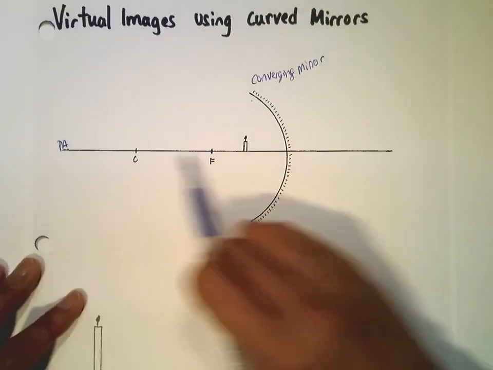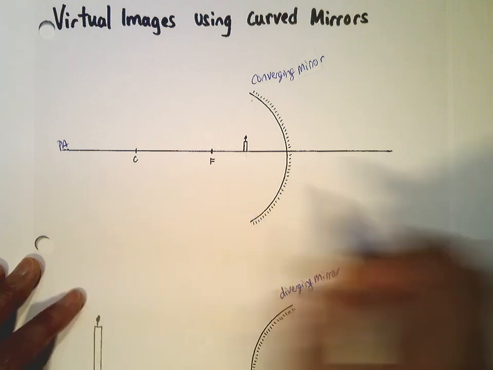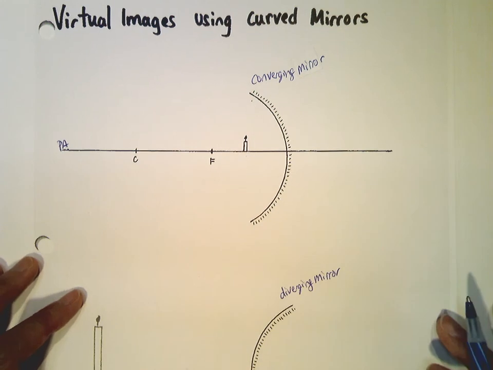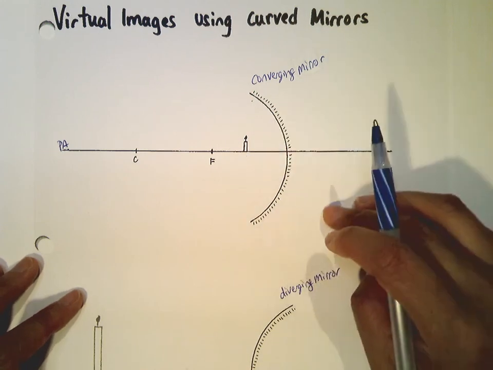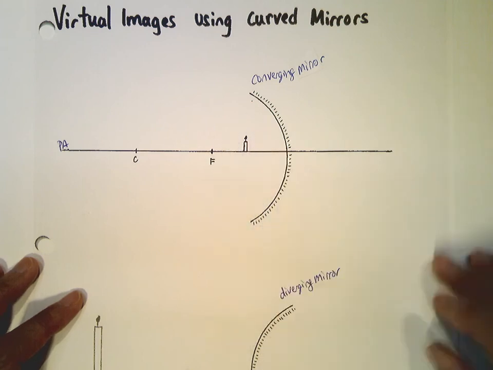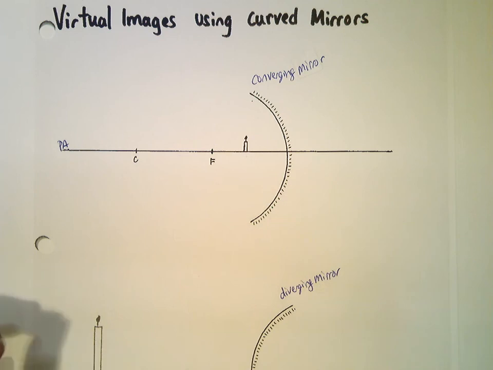Also, here we have the line, which we labeled the principal axis, and then you'll notice that I've placed a candle. Now, this candle for the converging mirror must be placed between the focus and the actual mirror itself. If you place it somewhere else, you're not going to get a virtual image. We'll talk about the diverging mirror after. All right, so let's find the virtual image.